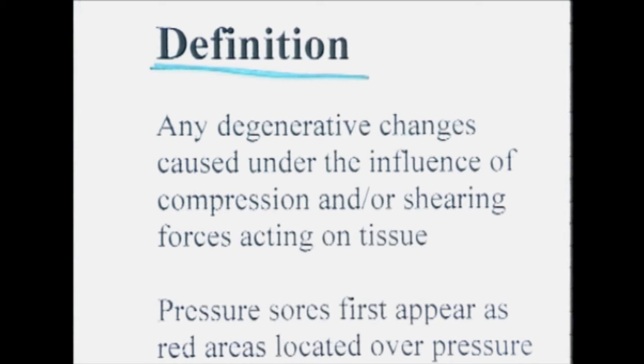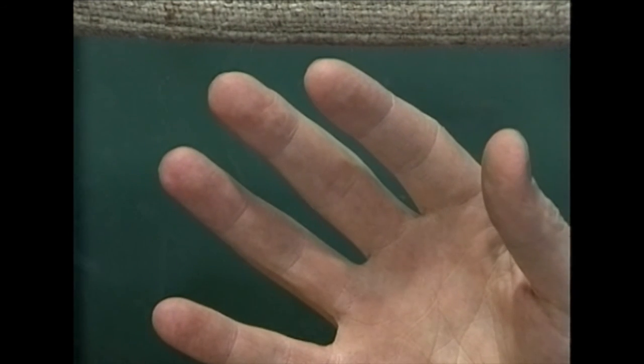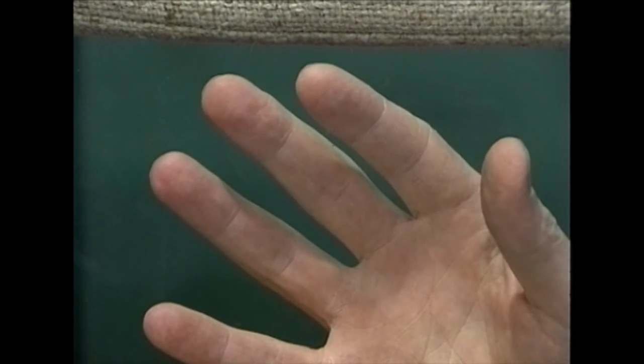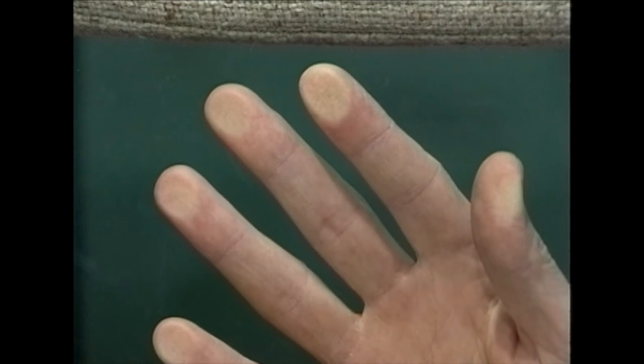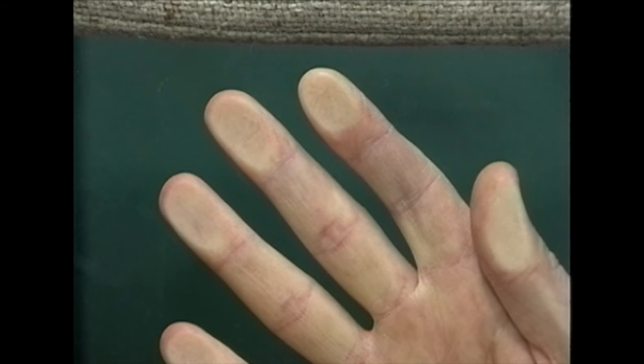So what we haven't looked at yet is what we mean by shearing forces. So let's look now at an example of compression and shearing forces. Here we're looking at my fingers, but behind a piece of glass. What I'm going to demonstrate first of all is the effect of pressure. You can see now that I'm applying a very slight pressure on my fingertips, and you can see that they've gone white.